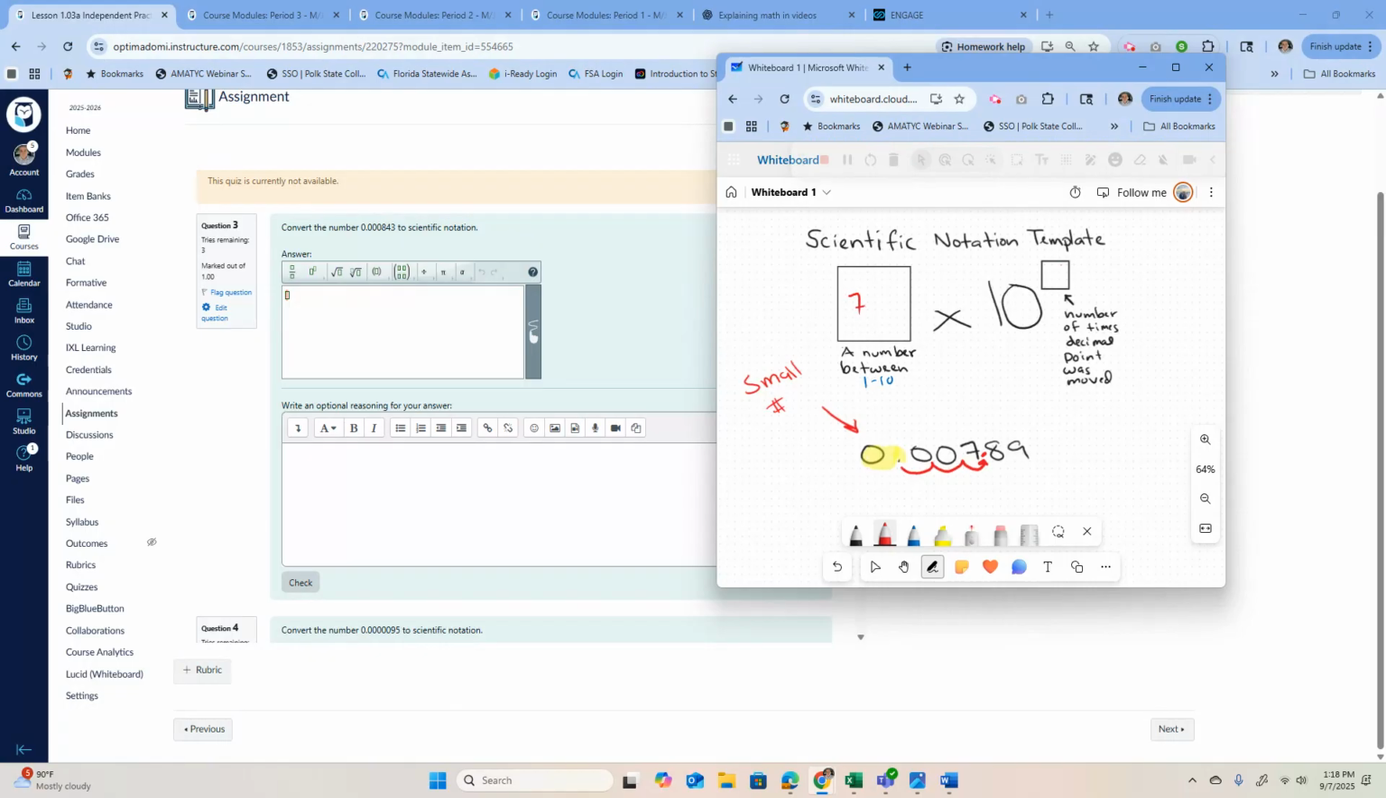So here I'm going to write 7.89. You can see that the beginning zeros, I do not write. And then I'm going to count how many times I move the decimal point to the right. I move it 3 times, but when I write the exponent for the 10, it's going to be -3. Negative exponent means that we're working with a small number. Positive exponent, we're working with a big number. And that's how you do problem number 3.